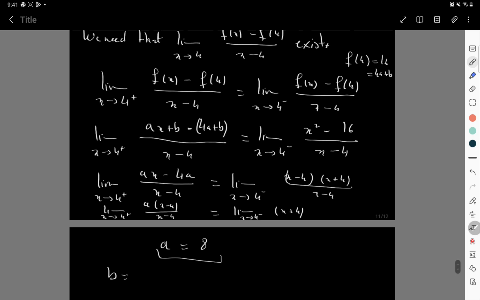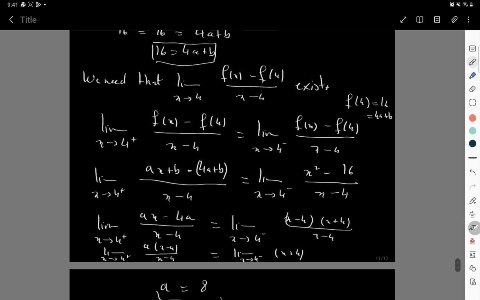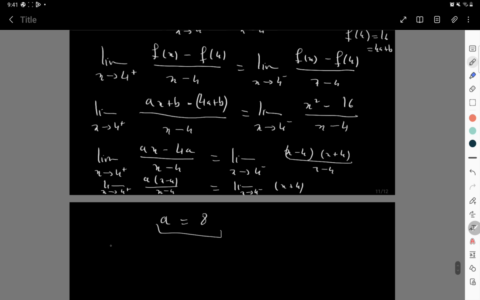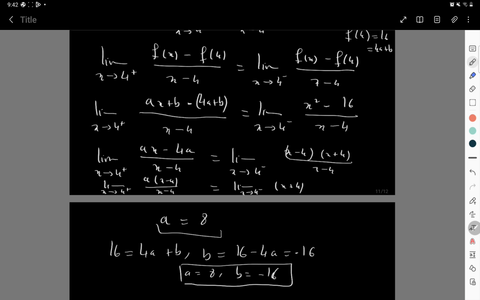What is b equal to? We had the relation that 16 is equal to 4a plus b. So b will be equal to 16 minus 4a. So it's 16 minus 32, so it's minus 16. So a is equal to 8 and b is equal to minus 16. And these are the values of a and b that will make f differentiable at 4.